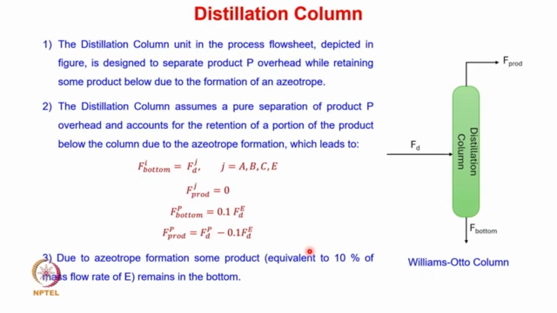Now the last unit is the distillation column. The distillation column unit in the process flow sheet depicted in the figure is designated to separate the product P as overhead product, whereas some amount of product P will be retained in the bottom because of the azeotrope formation. Again, the distillation column assumes a pure separation of product P at overhead and accounts for the retention of the portion of the product below the column due to azeotropic formation.